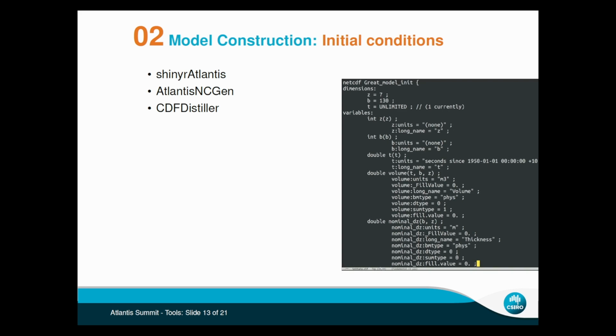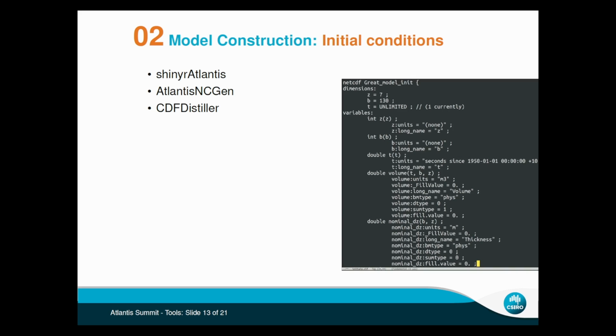Now, in terms of the initial condition, it is the netCDF file that you will use when you start running Atlantis. We have the Shiny Atlantis, which has a function inside that can build the initial condition files using a few CSV files. Then we have the Atlantis NCGen, which technically is a wrapper around NCO. So you have a tool that takes a plain data type of file and builds a netCDF file from it.